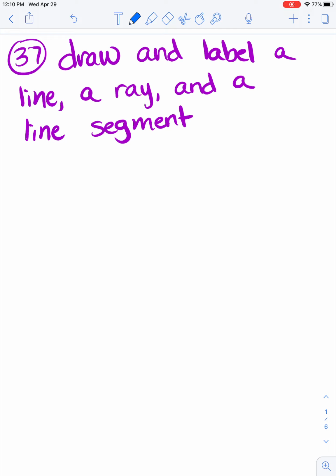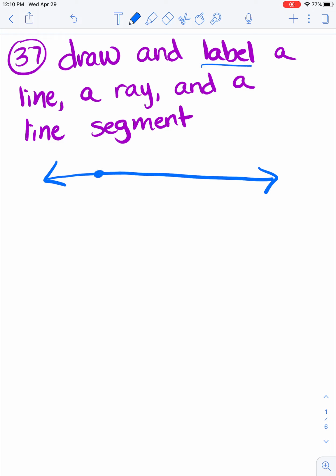Here we're going to draw and label a line, a ray, and a line segment. I want you to remember when we were in class and I would have my hands straight out to the side with my fingers pointing, and then where I had fists on both hands straight out, and then on one I had one fist and one fingers pointing. So we had a line, a ray, and a line segment. So which is which? A line goes on forever and ever and ever.